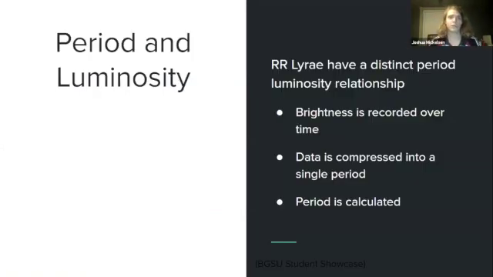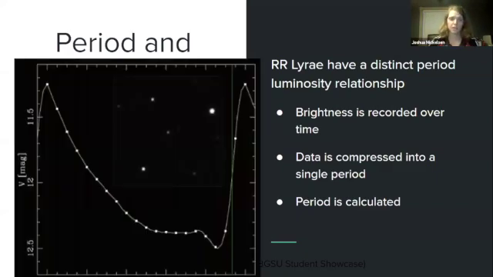Now, in order to know about RR Lyrae stars, we need to talk about their period and luminosity relationship. Because over time, these stars have a very distinct period that correlates with their luminosity. That is to say, if we record the brightness over time, take many, many different points, and then we put them all into a single phase, so that instead of a time plot, we have it over one cycle where it goes from bright to dim to bright again.